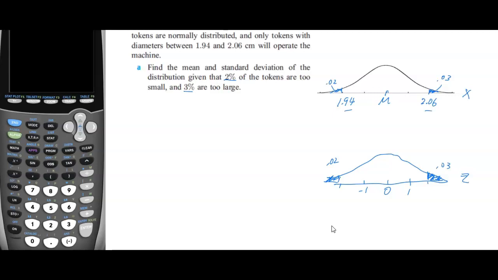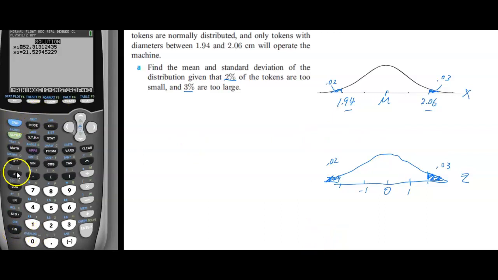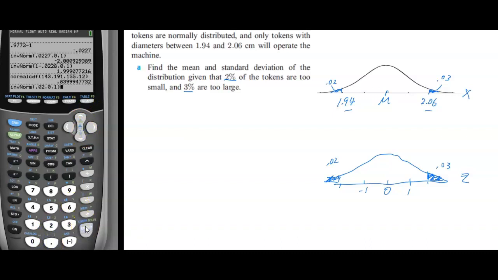The way we do that, of course, is inverse norm, because we have everything except for the z values. So let's turn on the calculator. Second, let's get out of this, quit, and then we're going to go second distribution, inverse norm, which is number 3. The area, we're going to put 0.02 first. It's the left area. So on the new calculator or on the old calculator, it's easy. Let's put 5 sig figs: negative 2.0537.